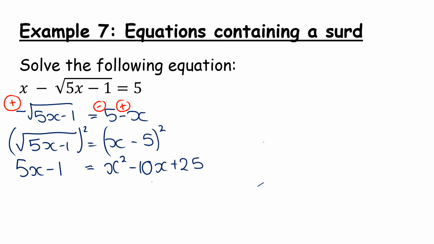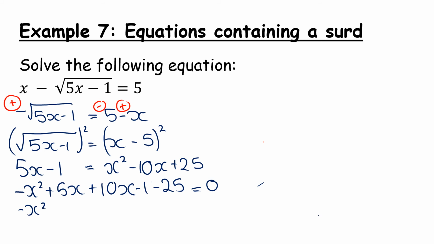So now, as you can see, we have a quadratic, so we want to get everything over one side of the equal. So we have minus x squared plus 5x plus 10x minus 1 minus 25. I'll just clean this up, sorry, so you can actually read what I've written, and that equals 0. So just to clean it up a little bit more, minus x squared plus 15x minus 26 equals 0. And I'm just going to change the signs then. x squared minus 15x plus 26 equals 0. So that's the quadratic. So now we have to go and solve it.